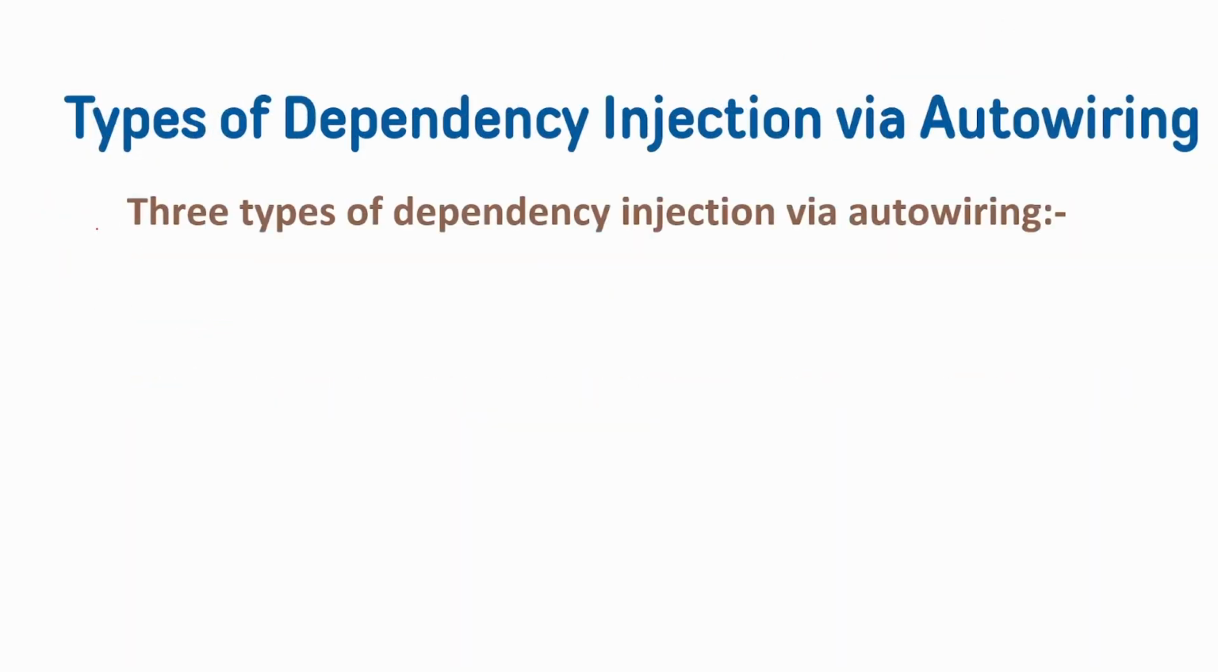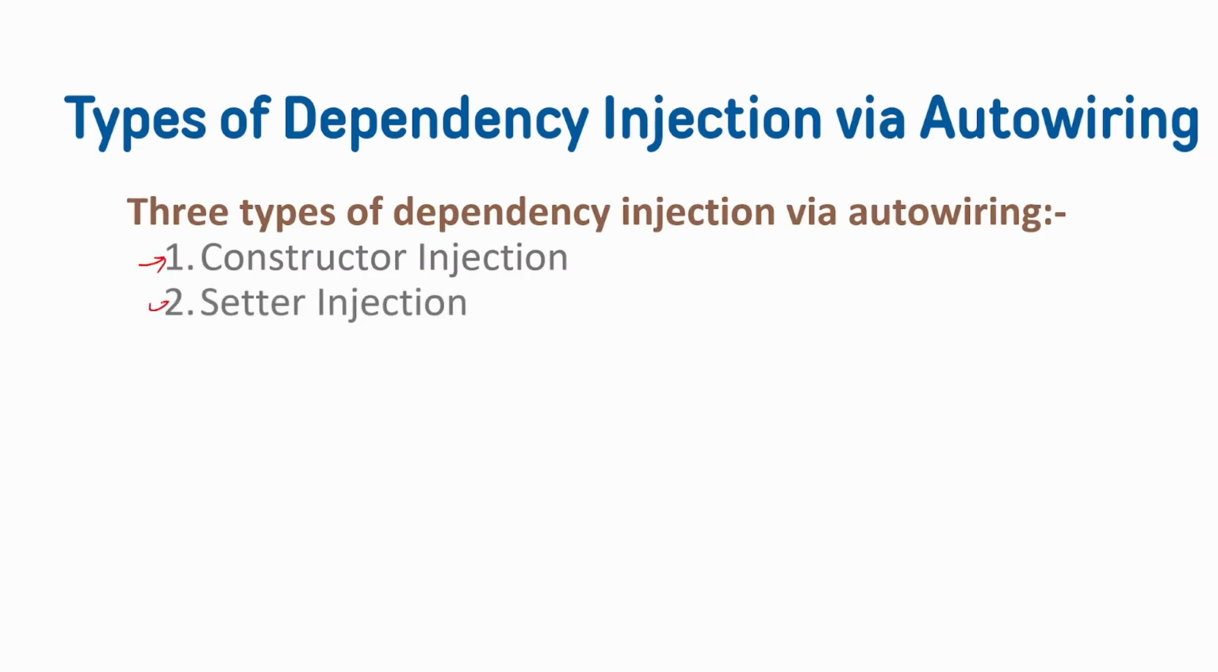First we will see how many types of dependency injection there are via autowiring. There are three types. First one is the constructor injection, with the help of a constructor. Second one is the setter injection, with the help of the setter method, and third one is the field injection. So with the help of autowiring, there are three methods of dependency injection. Let's study each of them step by step.